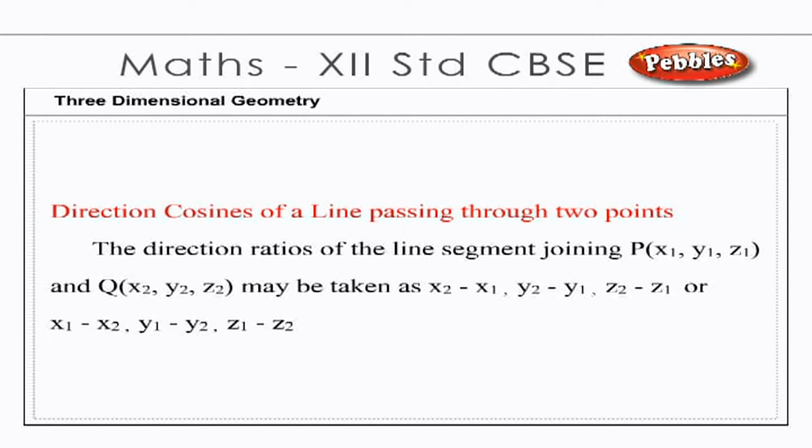Direction cosines of a line passing through two points. The direction ratios of a line segment joining P(x1, y1, z1) and Q(x2, y2, z2) may be taken as x2 minus x1, y2 minus y1, z2 minus z1, or x1 minus x2, y1 minus y2, z1 minus z2.